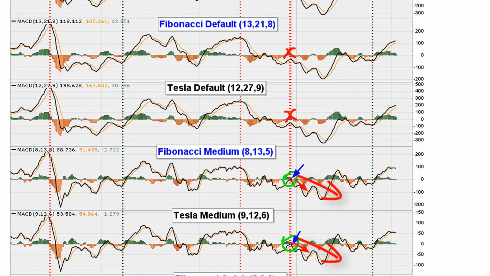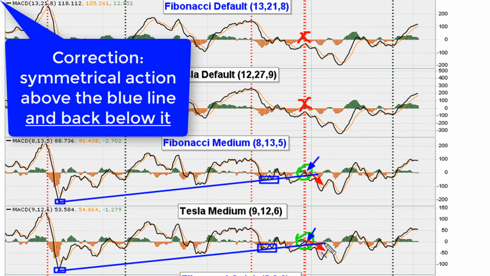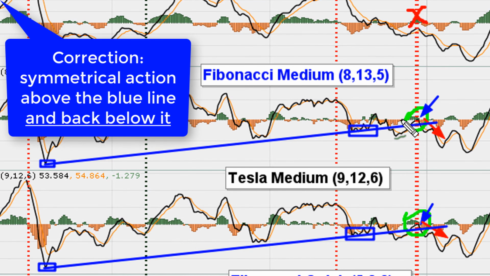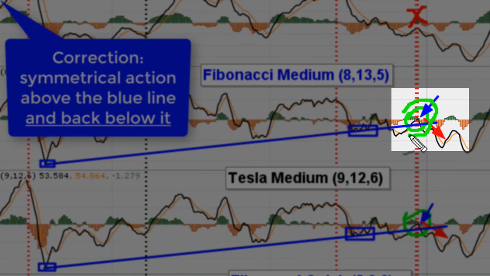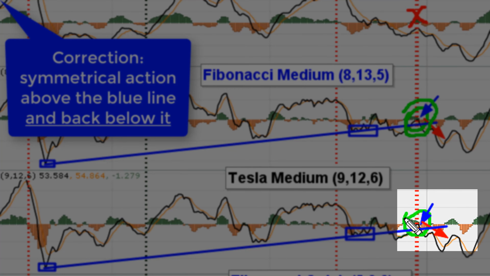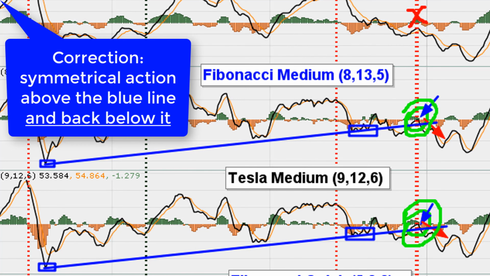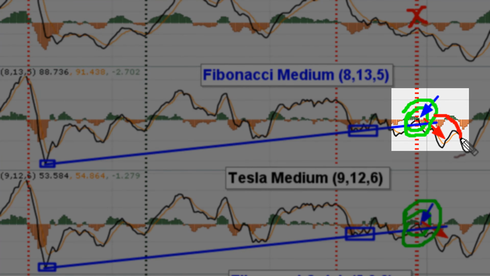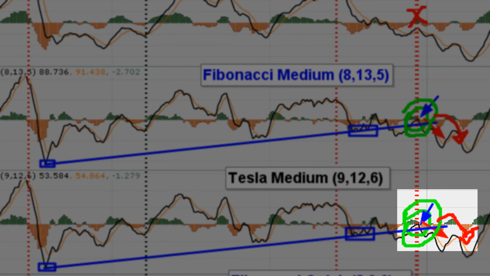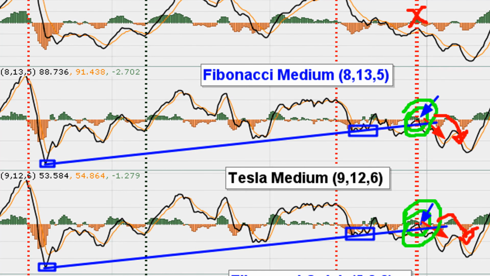And just like magic, if we take the lows here of the MACD, these lows here, or even these lows here and these lows, and draw our trend line, in both cases we have symmetrical movement above the blue line, back above it, symmetrical movement above the blue line, back above it. That is an indication of an impending reversal lower. Over the years, I've made almost hundreds of videos discussing that phenomenon.